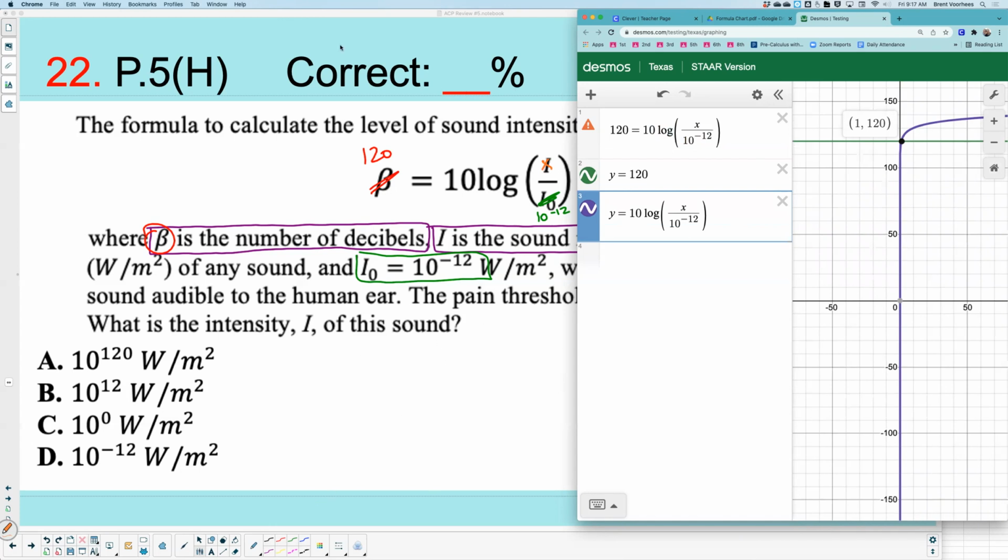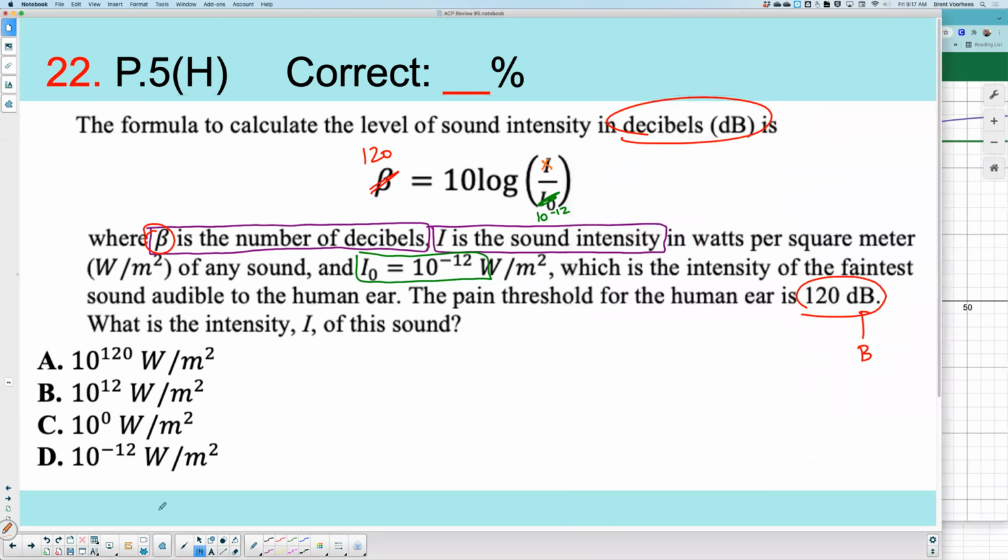Okay, I hear C. You're saying 10 to the power of 0 is 1? Let's check it. 10 to the power of 0. What does that equal? 1. So that is the answer. 10 to the power of 0 is 1. So there's not a typo in the calculator or on the test. That right there is the solution, because that equals 1 watt per meter squared. That right there is just a trick question.